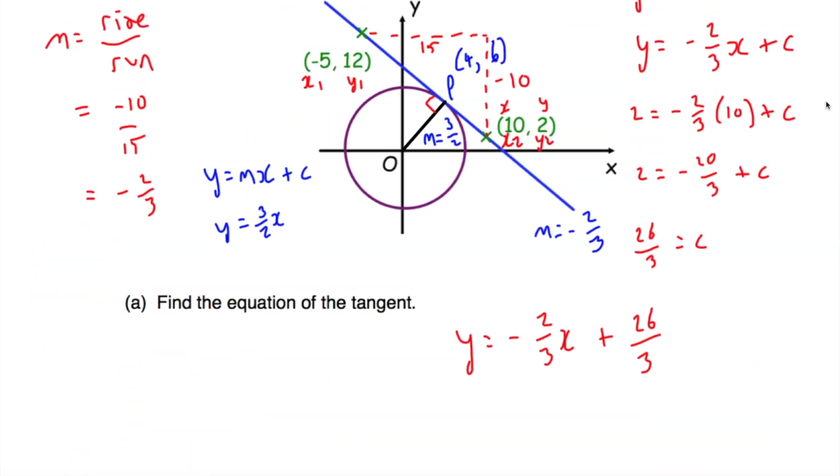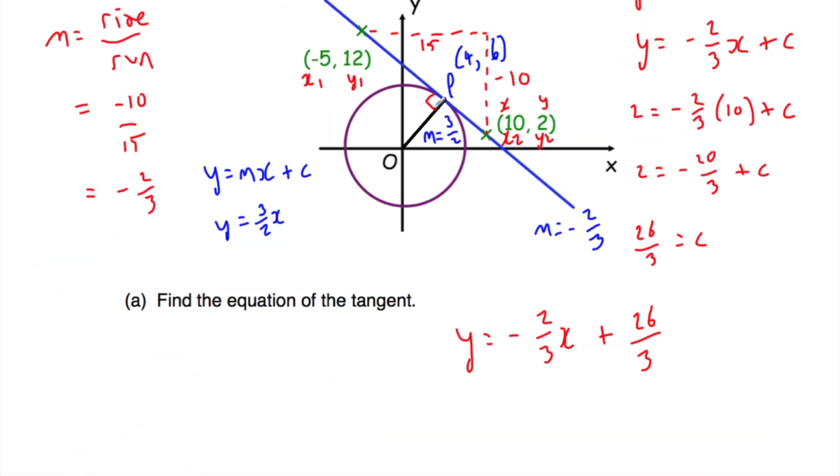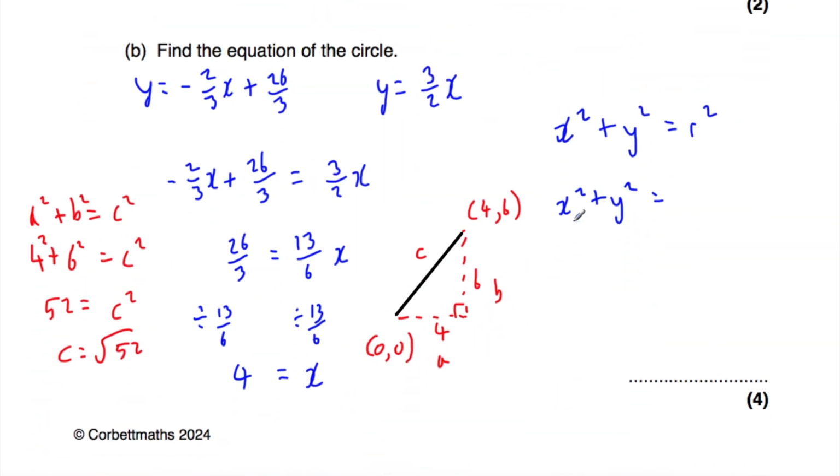So that means, and if we go back up there, that means that this length here is root 52, the radius of the circle. Okay, so if we go back down, we now know that the radius is equal to the square root of 52. So we're going to get the square root of 52 squared. And if we square the square root of 52, we just get 52. So that means the equation of the circle is x squared plus y squared equals 52.